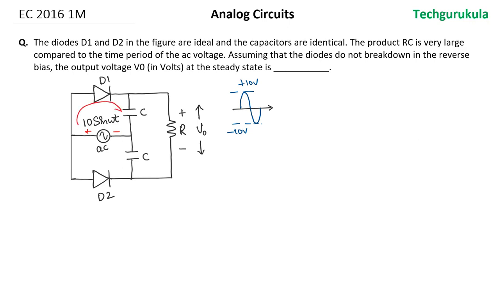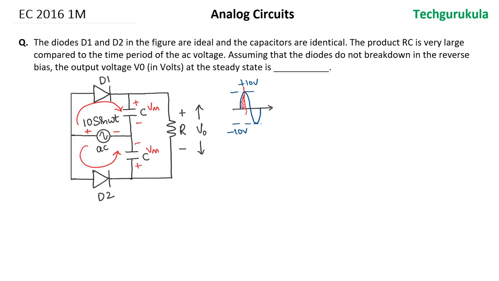Hence the capacitors would get charged. When they get charged, they'll get charged this way. They get charged to Vm, and this side they get charged to Vm. Now once the voltage reaches Vm, obviously the capacitors get charged to that value, and afterwards when the input voltage decreases, the diodes will have a negative voltage across them, which means the diodes would be reverse biased.